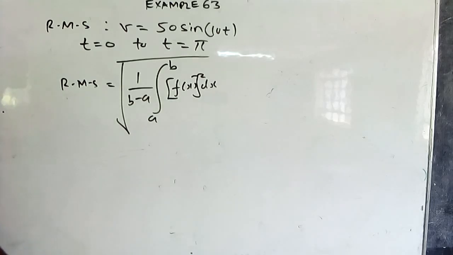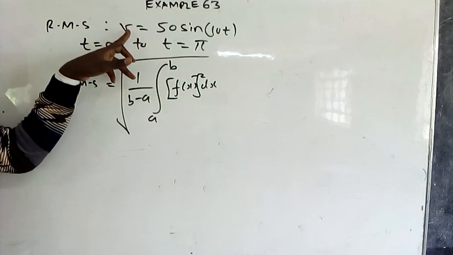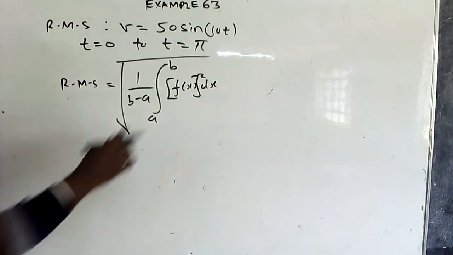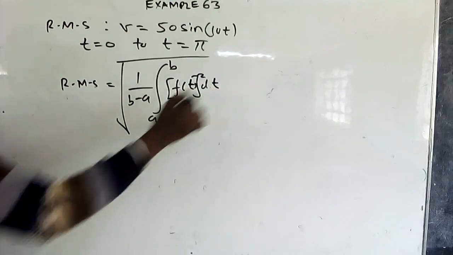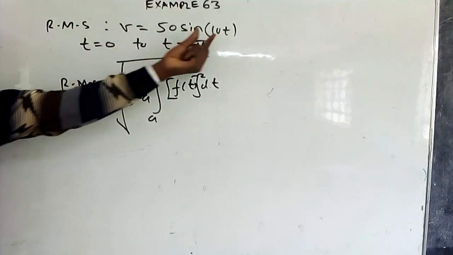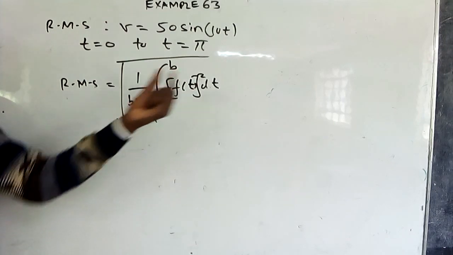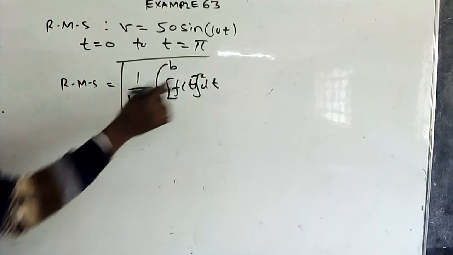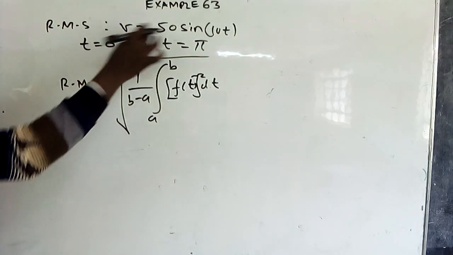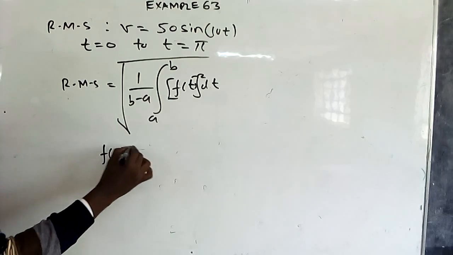Now you ask yourself, your function here is a function of t, meaning instead of x in this problem we have t, because V is in terms of t. So instead of f of x dx, we have f of t dt. Now from there you start by getting what is f of t. V is the f of t.